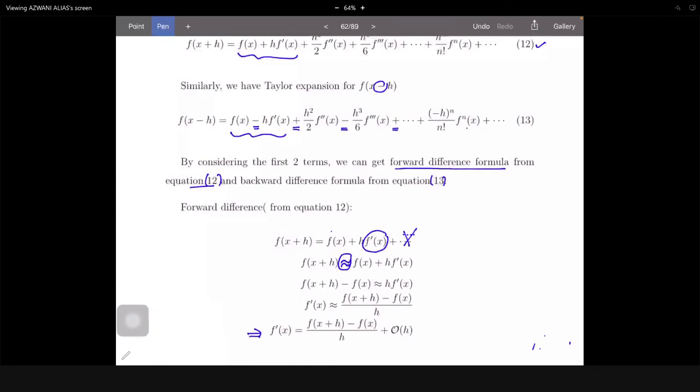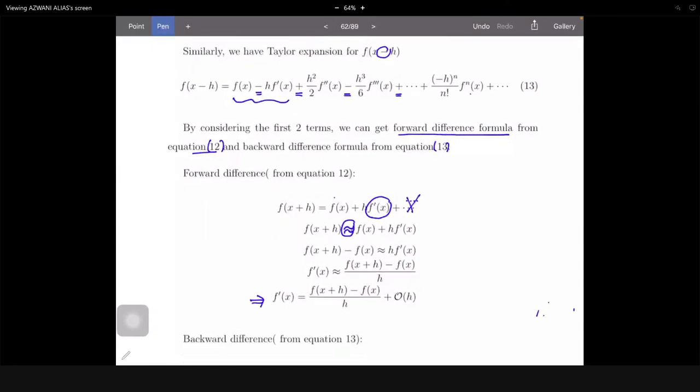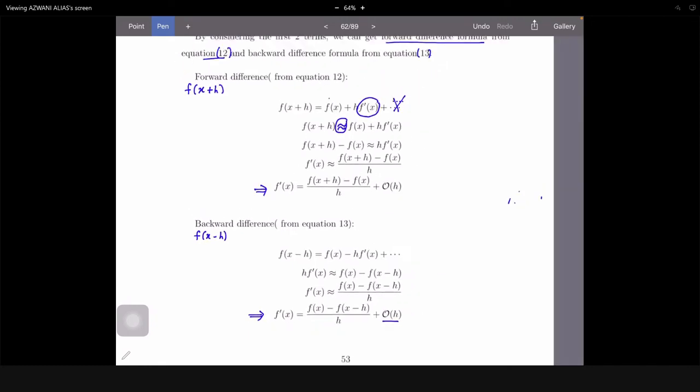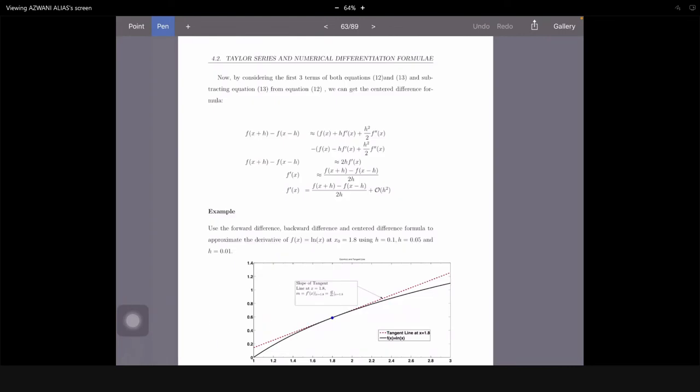It is the same as what we did last time. For the forward difference, we expand the Taylor expansion of the function f(x plus h), and for the backward difference, we expand the Taylor expansion for x minus h. We also take the first 2 terms, rearrange, and we will get the formula for the backward difference. Here, O means the order of h, the next order.